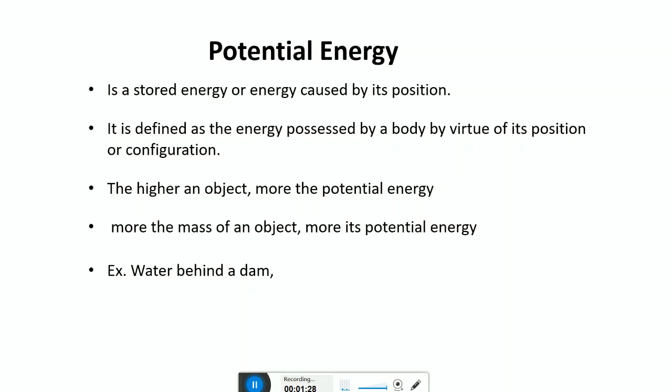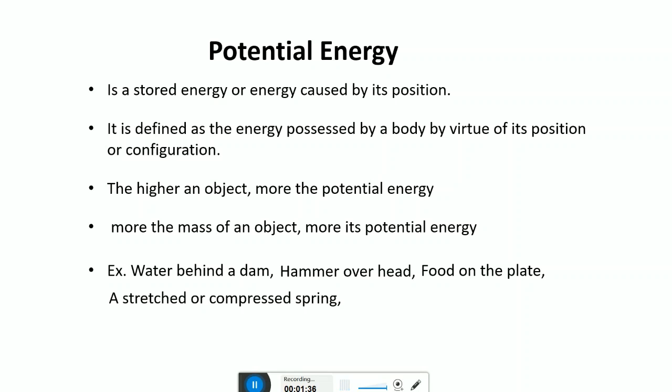Its examples are water behind a dam, a hammer overhead, food on the plate, a stretched or compressed spring. A person, if he is sitting or standing, there are so many examples of potential energy.